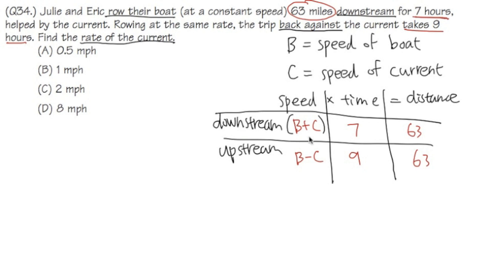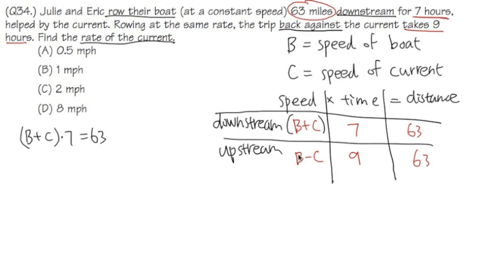And all we need to do is just read this across. This part, B plus C in the parentheses, times 7 will give us 63. That will be the first equation. That's it. So let's write it down right here. B plus C in the parentheses times 7 will give us 63.